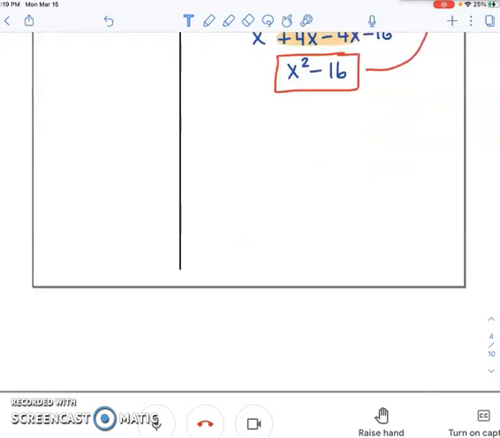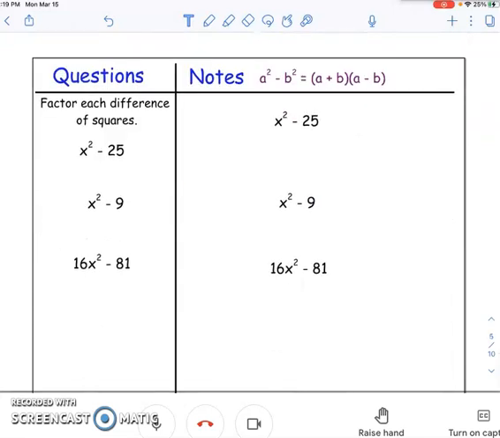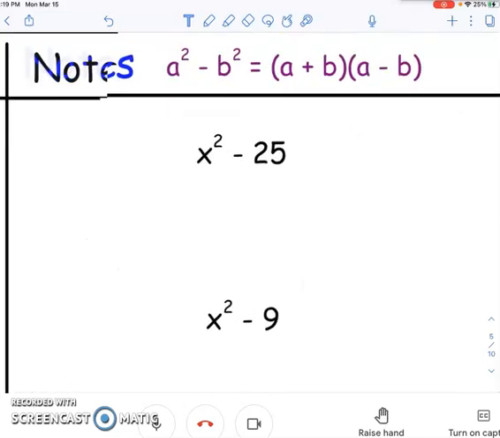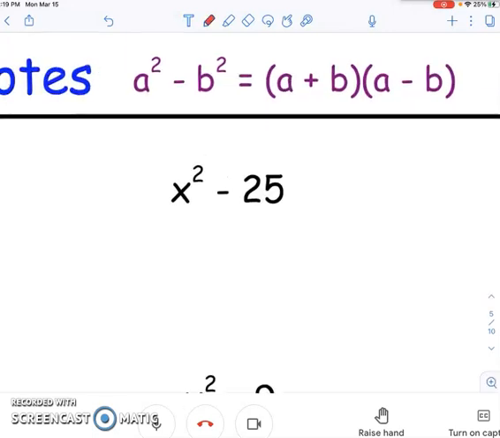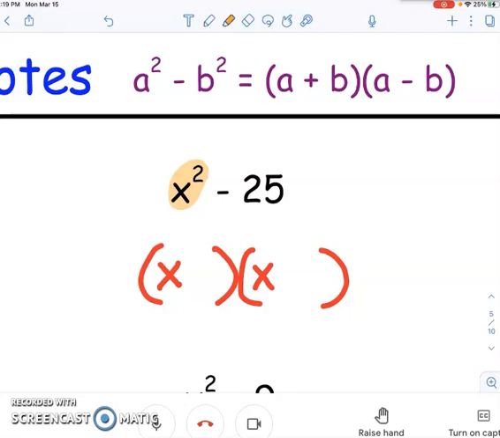All right, so let's see what you think about these examples. First one, x squared minus 25. The first perfect square is x squared, that's x times x. The second perfect square is 25, which is 5 times 5. And then remember, we need one to have a plus and the other one to have a minus. That's our answer: x plus 5 times x minus 5.